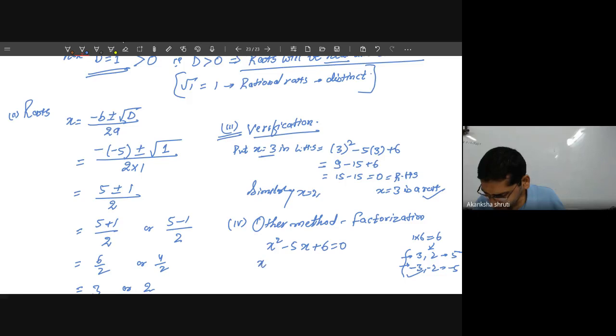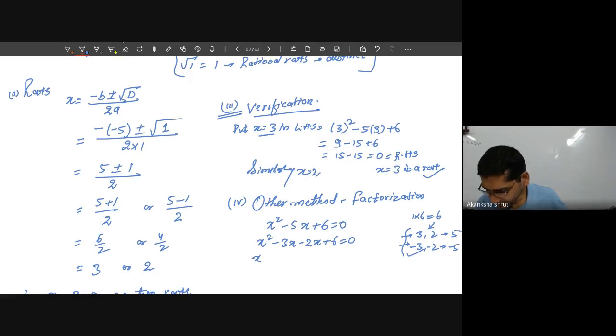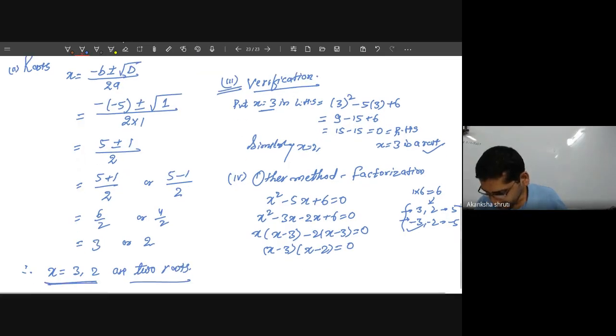Therefore, I will do it like this: x square minus 3x minus 2x plus 6 is equal to 0. Taking common, x minus 3, minus 2 common, x minus 3, because here plus will change the sign. So x minus 3, the bracket itself is common. What is left is x, and from the second, the 2, is equal to 0. The same thing we are getting.